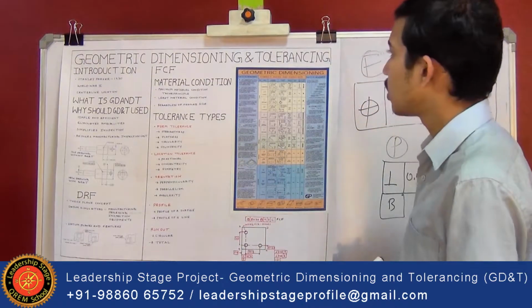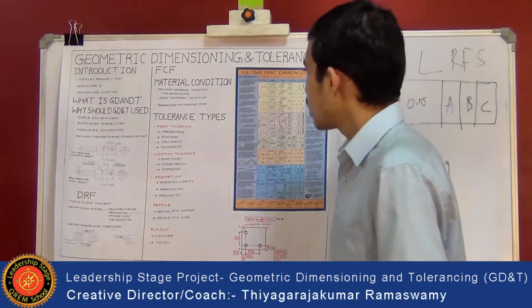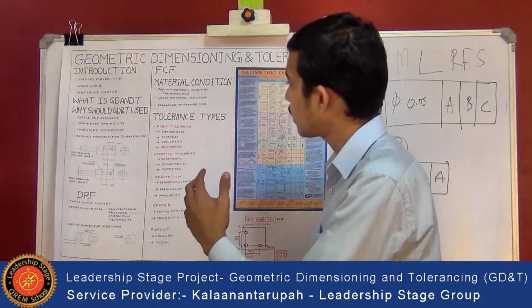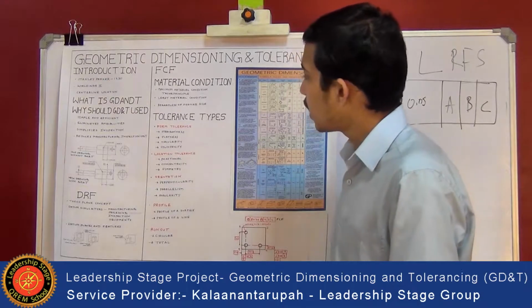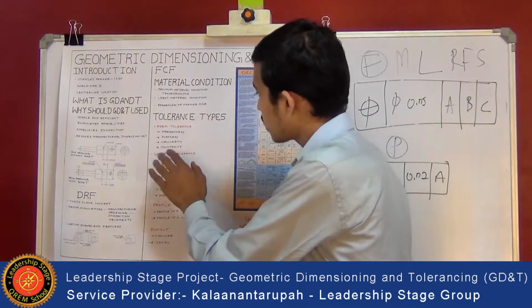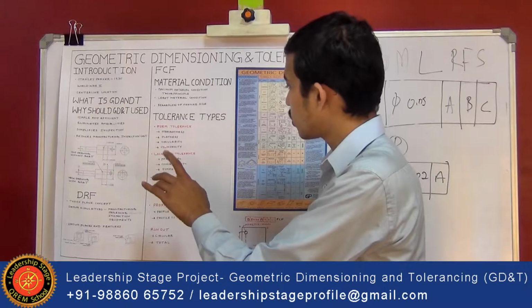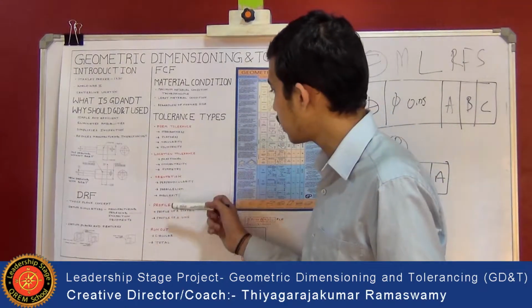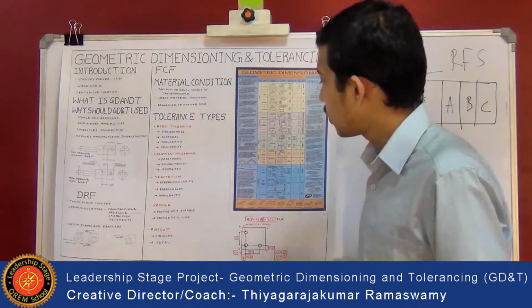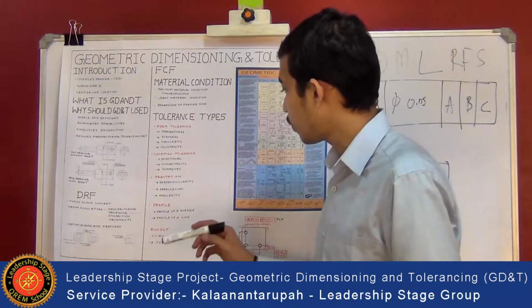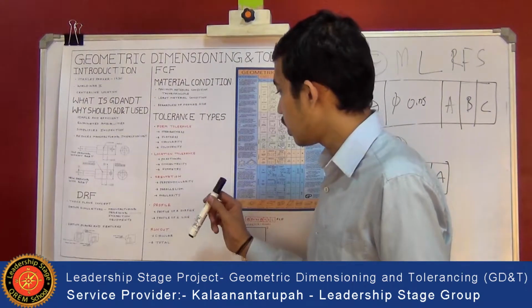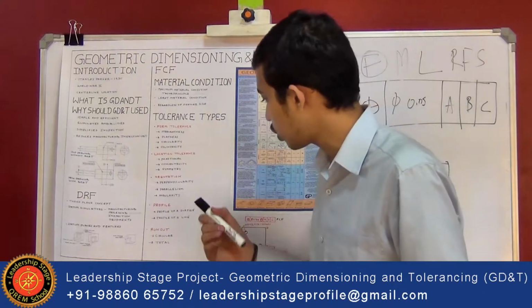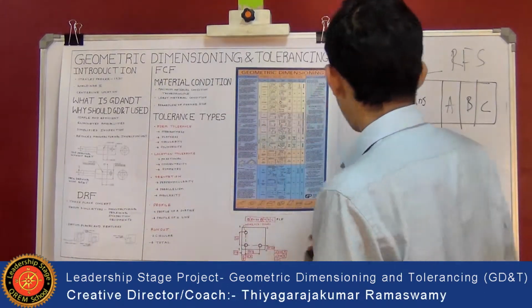Coming to different types of tolerance. Form tolerance is again classified into straightness, flatness, circularity, cylindricity. Then locational tolerance is classified into three types: positional, concentricity, symmetry. Orientation is classified into perpendicularity, parallelism, angularity. Profile tolerance is classified into profile of a surface and profile of a line. Then runout tolerance is classified into circular runout and total runout. We will see them one by one.